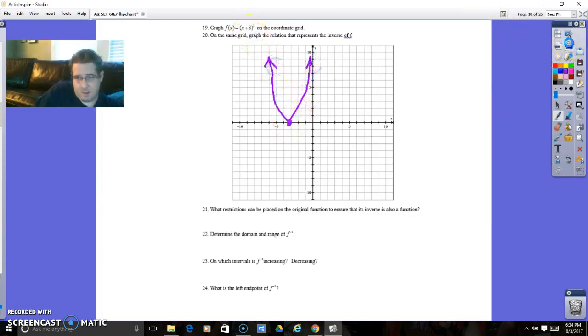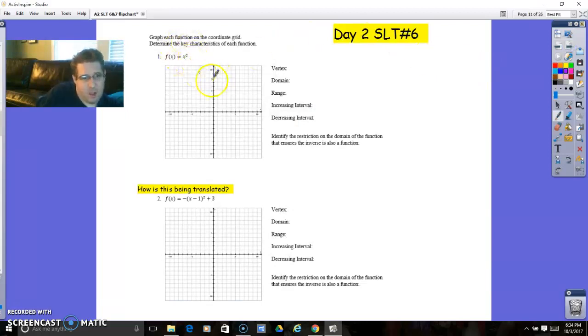Now I'm saving some time because I know I got a lot of pages to get to. X squared I'd already done earlier in the video. So let's take a look at this one. So how is this being translated? I see 1 to the right, and I see up 3. So right 1, up 3. There's my vertex. That's the point of vertex form.